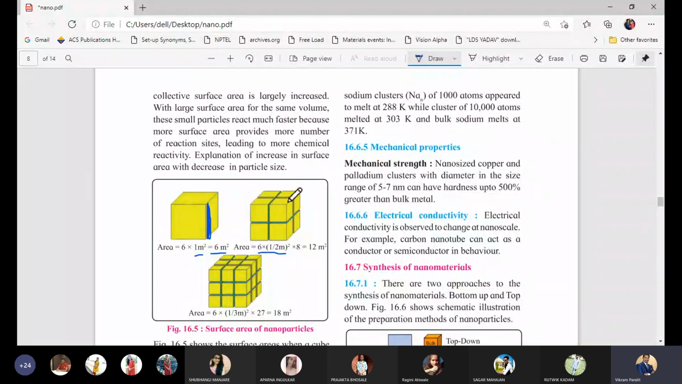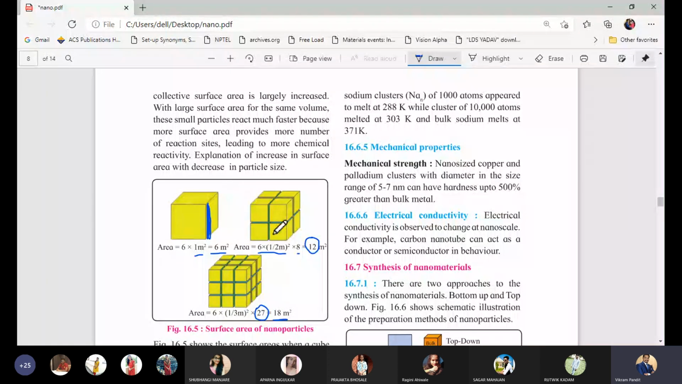So there are 4 atoms present at the top and 4 atoms at the bottom, so the total will be 8. If we look at this multiplication, there will be something like 12 meter square, so it is slightly increasing. When we do another division, a total of 27 new atoms are generated, and its surface area is increasing. What does this indicate? As we make smaller and smaller particles, we are increasing the surface area.